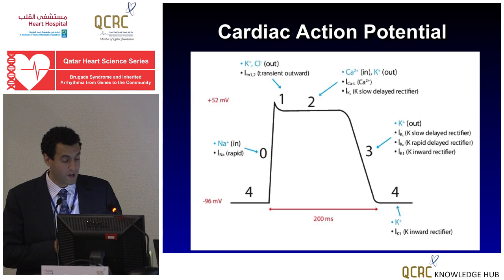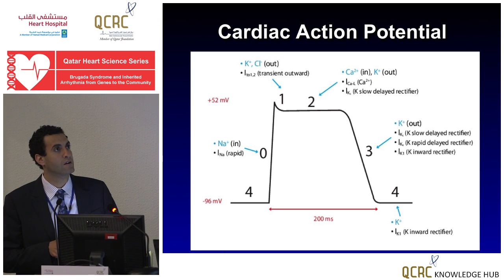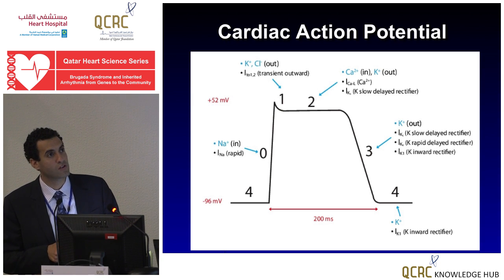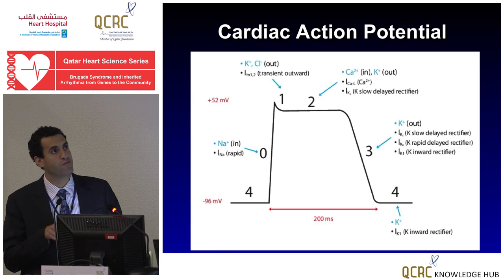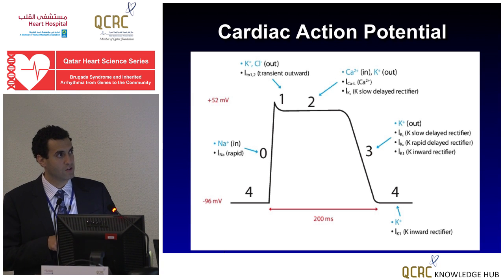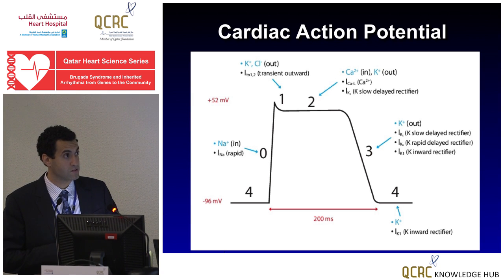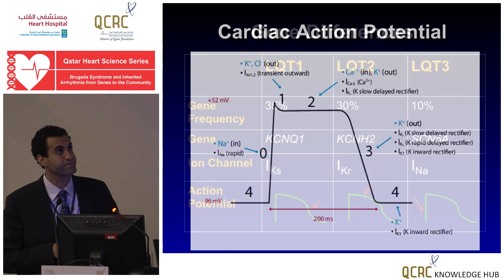So again, the cardiac action potential, we've seen this a bunch, so I won't focus on this too much. But the basis for everything that we discuss, obviously, is the action potential, particularly as it pertains to long QT syndrome. The first three subtypes are long QT1, long QT2, and long QT3. Long QT1 and 2 both affect the IKs and the IKr potassium channels, respectively. Long QT3 affects the sodium channel. Thereby, the phenotypes can be quite different.